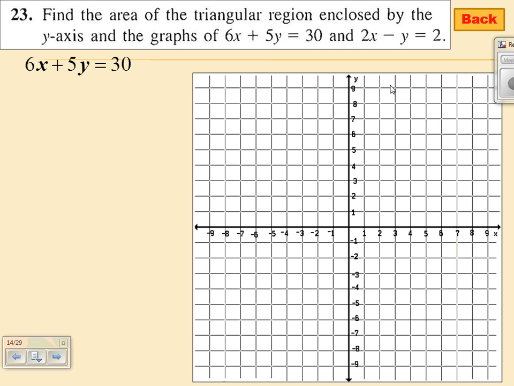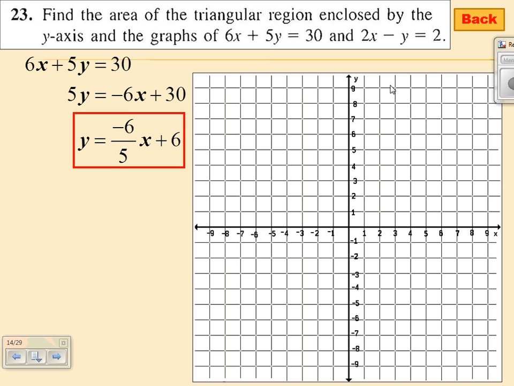Like I've done throughout the whole homework, I want to get y by itself. I first subtract 6x from both sides, and I then divide both sides by 5. So I get y equals negative 6/5 x plus 6. The y-intercept is at positive 6, and my slope is negative 6 over 5. And the line looks like this.